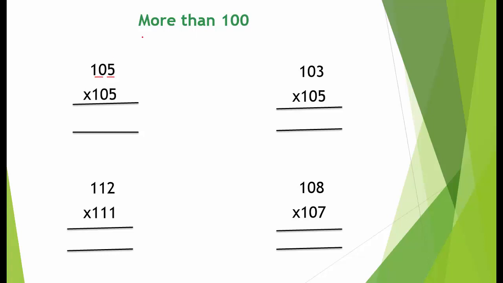In this method, first multiply 5 into 5, that is 25, and add this. Again the answer will be 11025. Now this will be 10815, because 3 5s are 15 and 3 and 5 is 8, 10815.